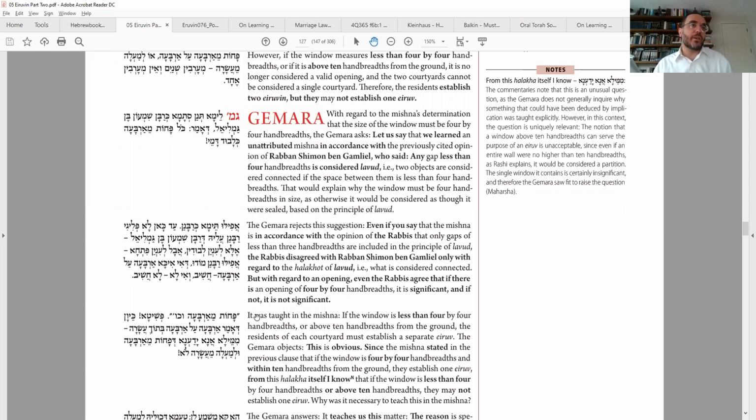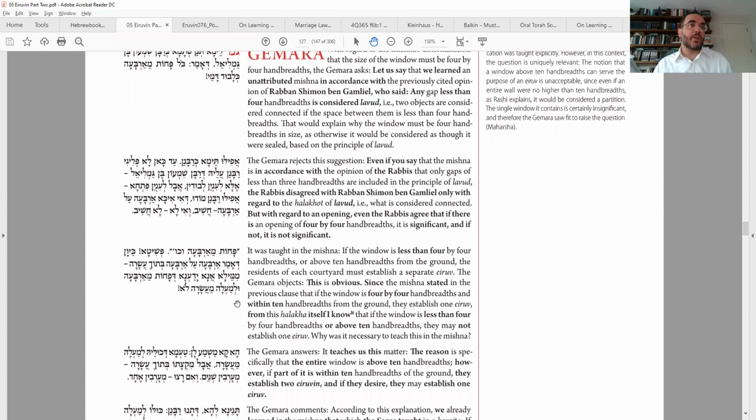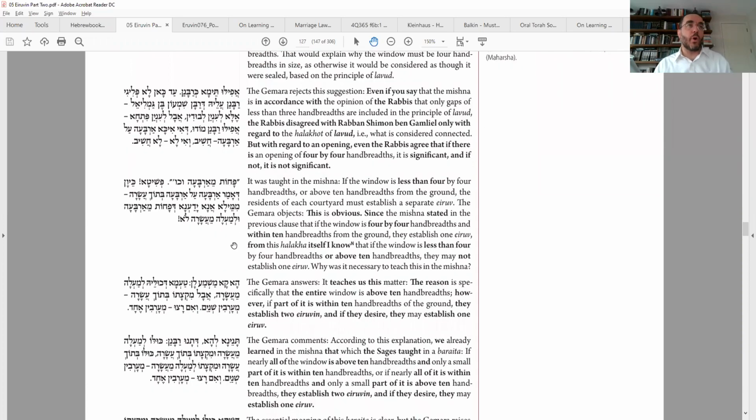Okay, so I think that makes perfect sense. And so now the Mishnah can be according to all opinions. It's not really related to lavud. The 4 tefachim is its own definition of an opening. All right, good. Pachot ma'arba'ah, if it's less than that, or right or above.